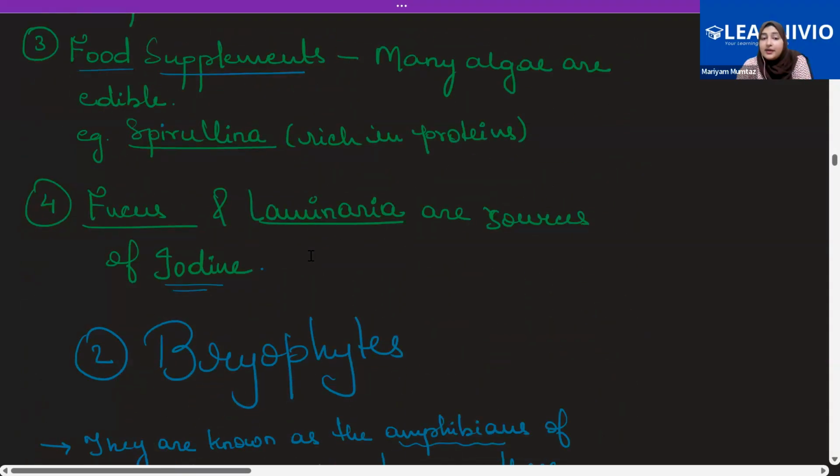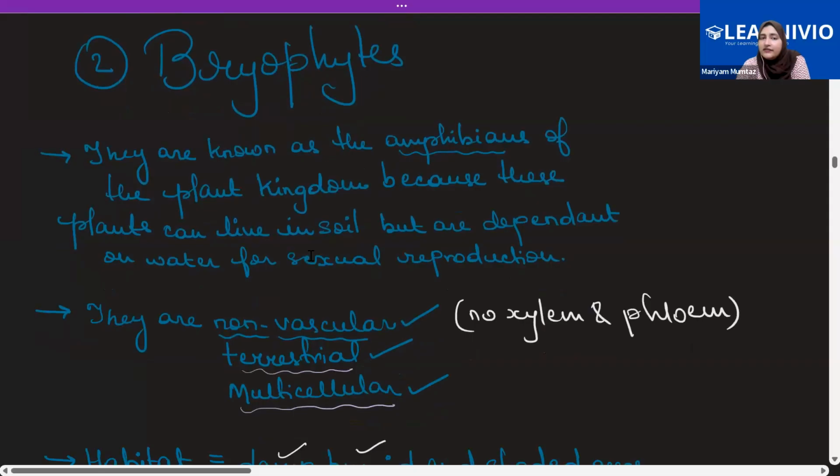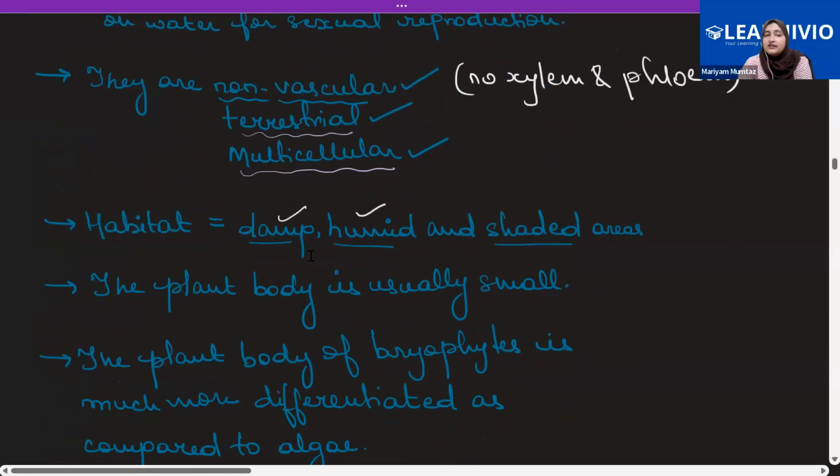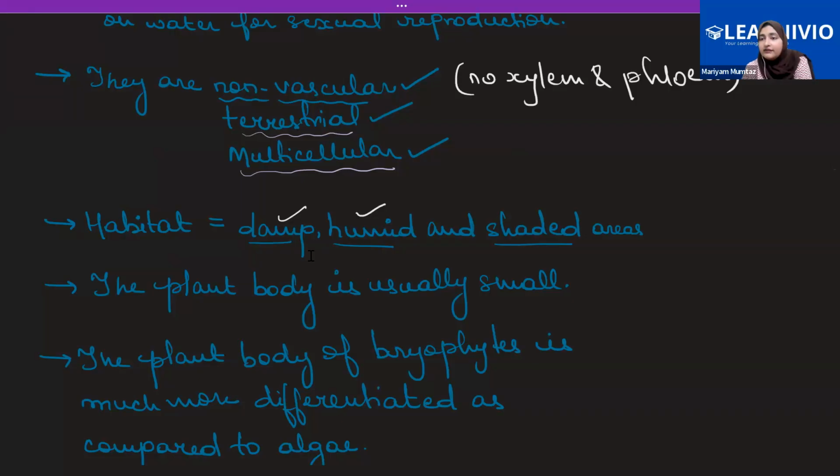After that, there comes the bryophytes, which is the second division of the kingdom plant. Now they are the amphibians of the plant kingdom. Why? Because they are found on the land, you can find bryophytes, but for their reproduction, they will require water. That is why they are called as amphibians of the plant kingdom. Now, talking about their characteristics, so they are non-vascular. What is the meaning of non-vascular? That they do not have any vascular tissues. Yes, they do not have any vascular tissues because again, water is very near to them.